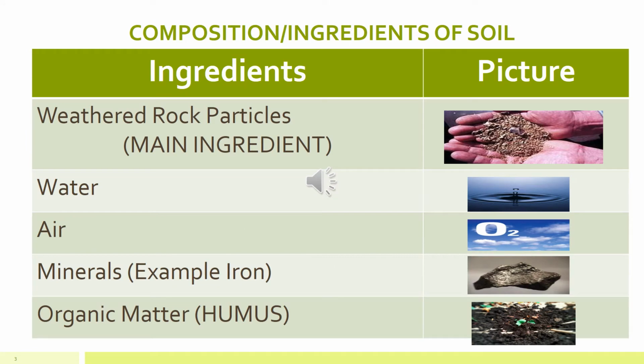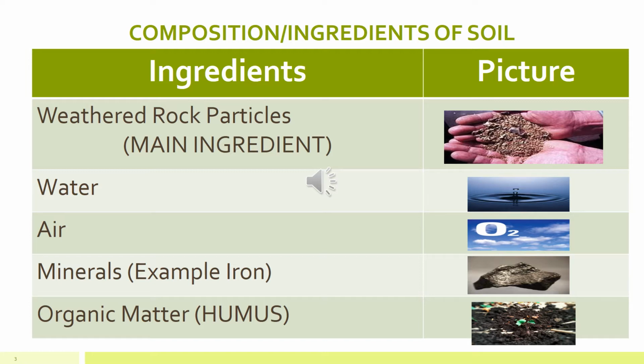The first slide that we have is on the composition, or the ingredients, of soil. There are 5 ingredients for soil. Weathered rock particles, which is the main ingredient. The second ingredient is water. The third is air. The fourth is minerals, for example, iron.